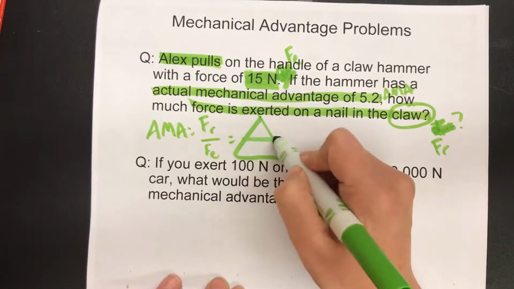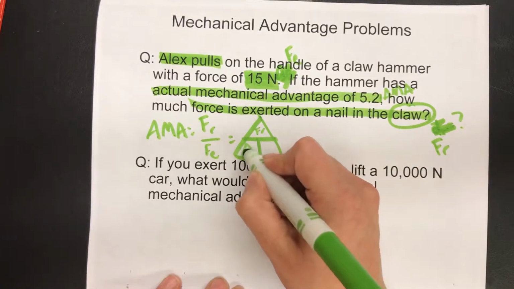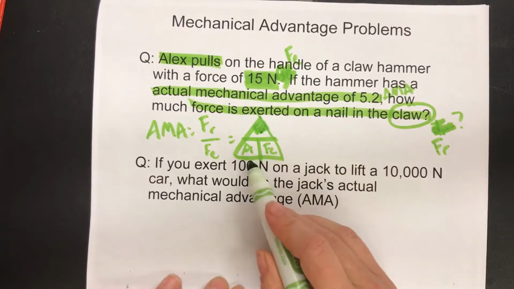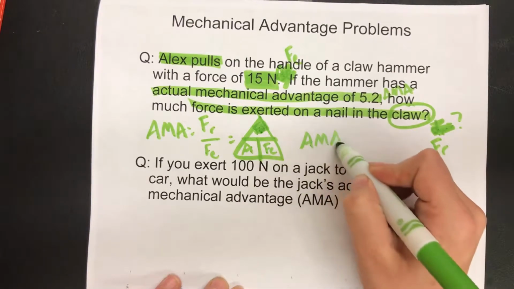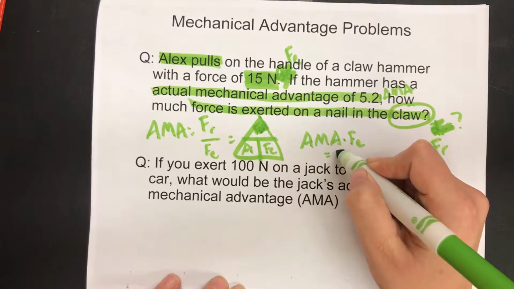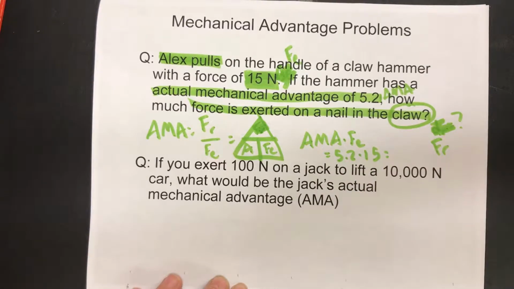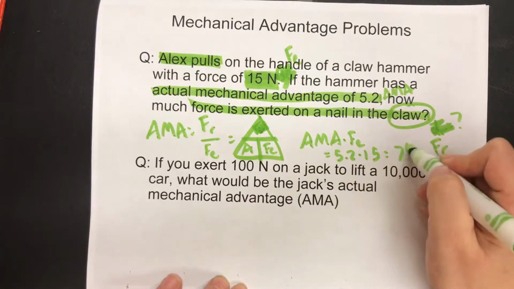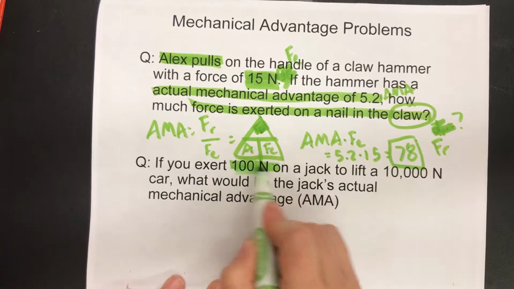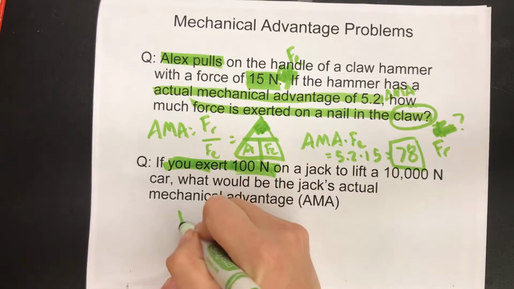So if you were to draw the triangle for this, FR is already on top, AMA and FE on the bottom. You're looking for FR, so you're going to do the AMA times FE. So you're going to do 5.2 times 15, which is 78. Done.